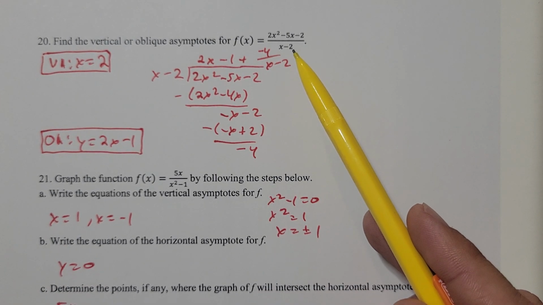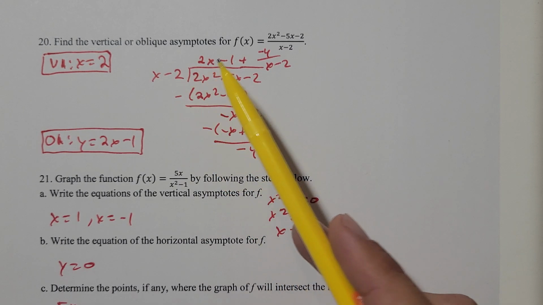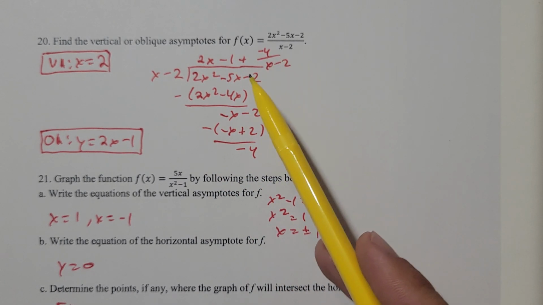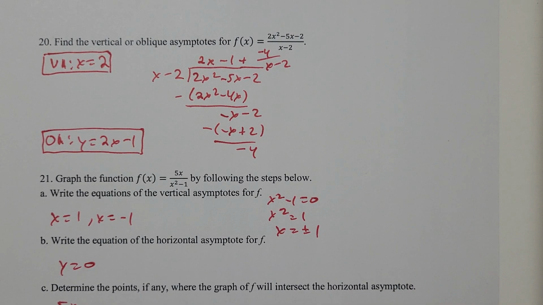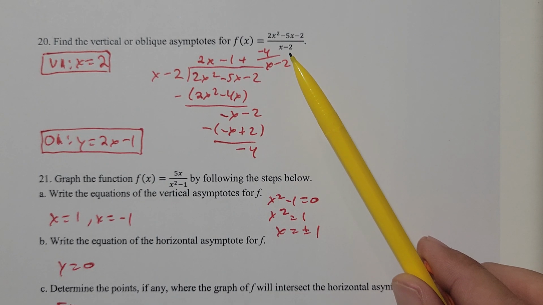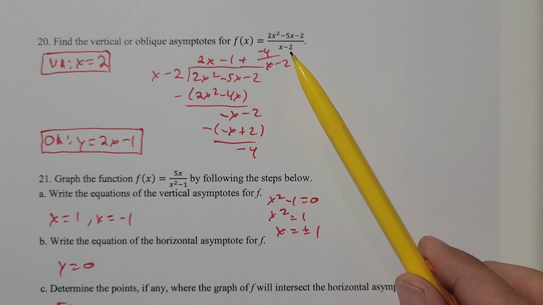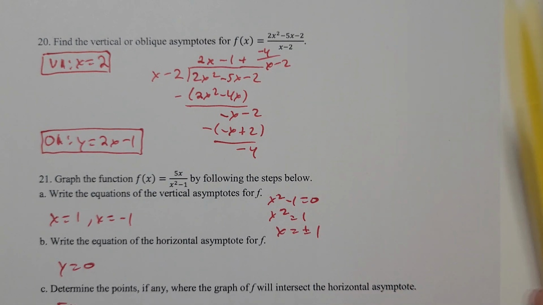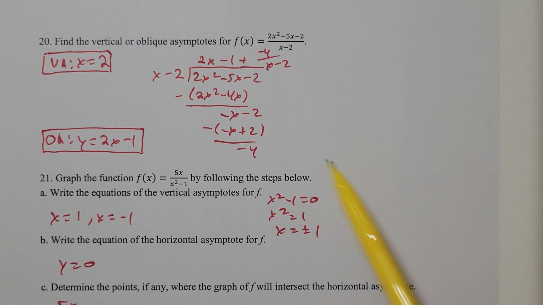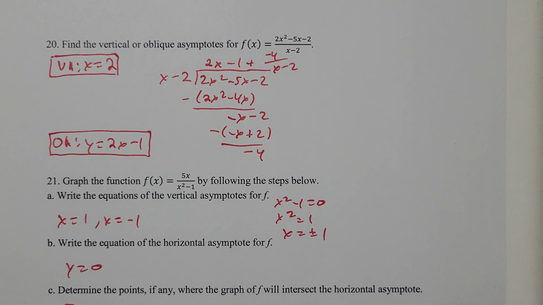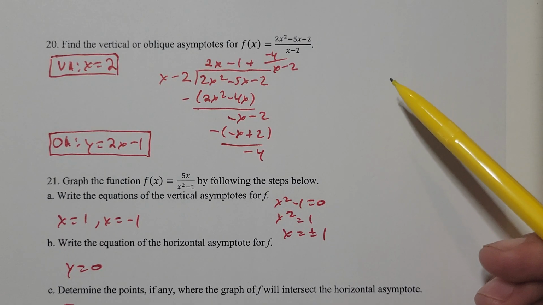X minus 2 is going to go outside the division bar, and then 2x squared minus 5x minus 2 will go underneath it. I suppose that for this problem you could use synthetic division, right? Because you're dividing by a binomial, something with two terms. So that would be fine. But I've already got the long division set up here, so I'll use that. We're all set up to divide now.